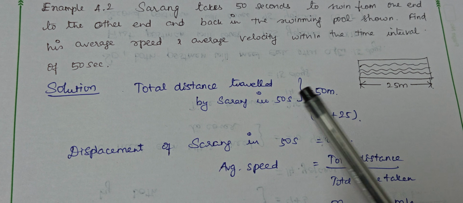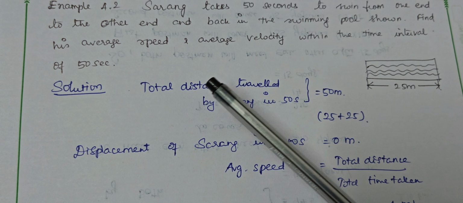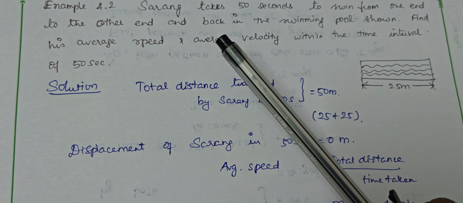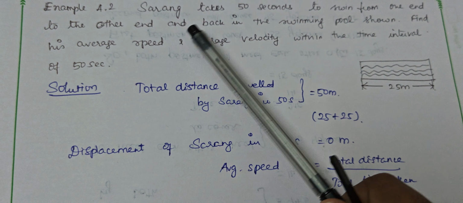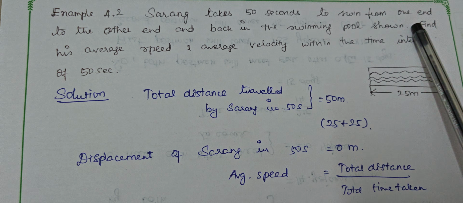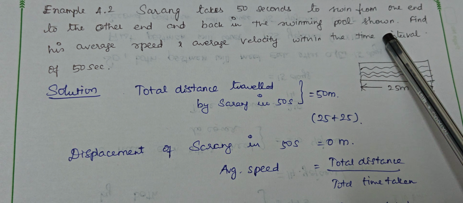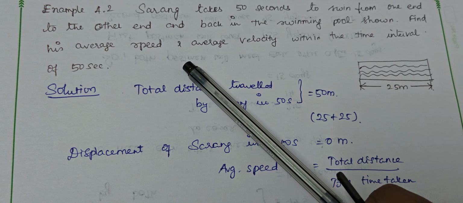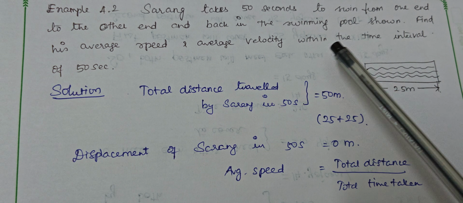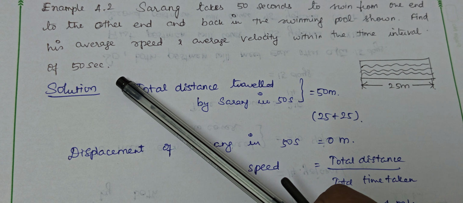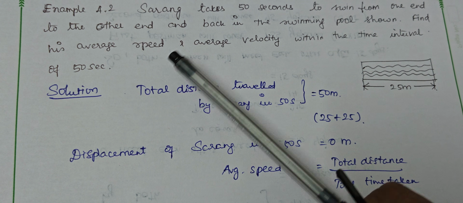Hi students, let's see the second example 4.2 grade 9 NCERT physics. Sarang takes 50 seconds to swim from one end to the other end and back in the swimming pool shown. Find his average speed and average velocity within the time interval of 50 seconds. So what is the given question?